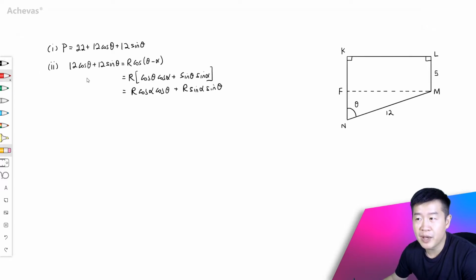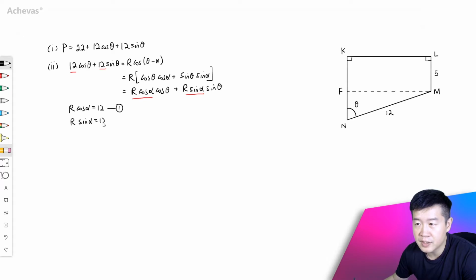And if you compare coefficients on the left and right hand side, 12 is going to be equal to r cosine alpha, and 12 is going to be equal to r sine alpha. So if I were to rewrite this, r cosine alpha, this is equal to 12. I'm going to call this equation number 1. Then r sine alpha, this is also 12. I'm going to call this equation number 2.